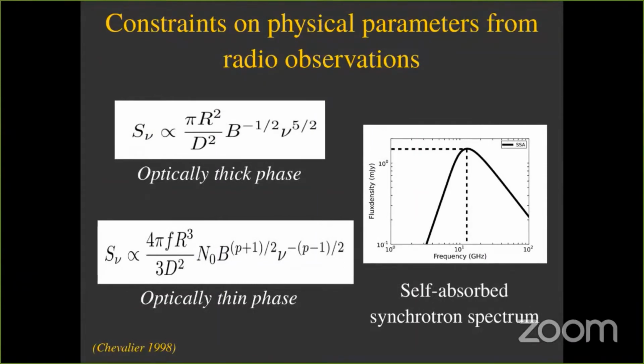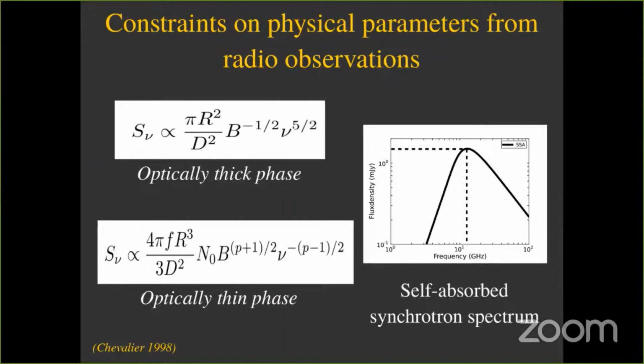Here I show in the right panel a self-absorbed synchrotron spectrum where I have marked the peak of this spectrum, which characterizes the peak frequency and peak flux of this spectrum. Now, in the optically thin phase, the functional dependence of the flux density depends on various parameters. The interesting parameters are R and B, where R is the size of the emitting region, which is essentially the shock radius, and B is the magnetic field, and D is basically the distance to the event. In the optically thick phase, the functional dependence is different, but again, it depends on R and B.